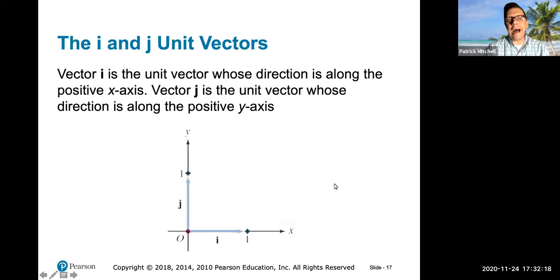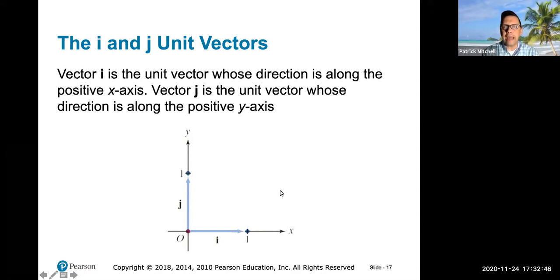All right, the i and j unit vectors. Vector i, let's see, have I told you what a unit vector is? I don't think I have. A unit vector is a vector whose magnitude is 1. So vector i is the unit vector whose direction is along the positive x-axis. So if you place it with its initial point at the origin, it would end at the point (1, 0).